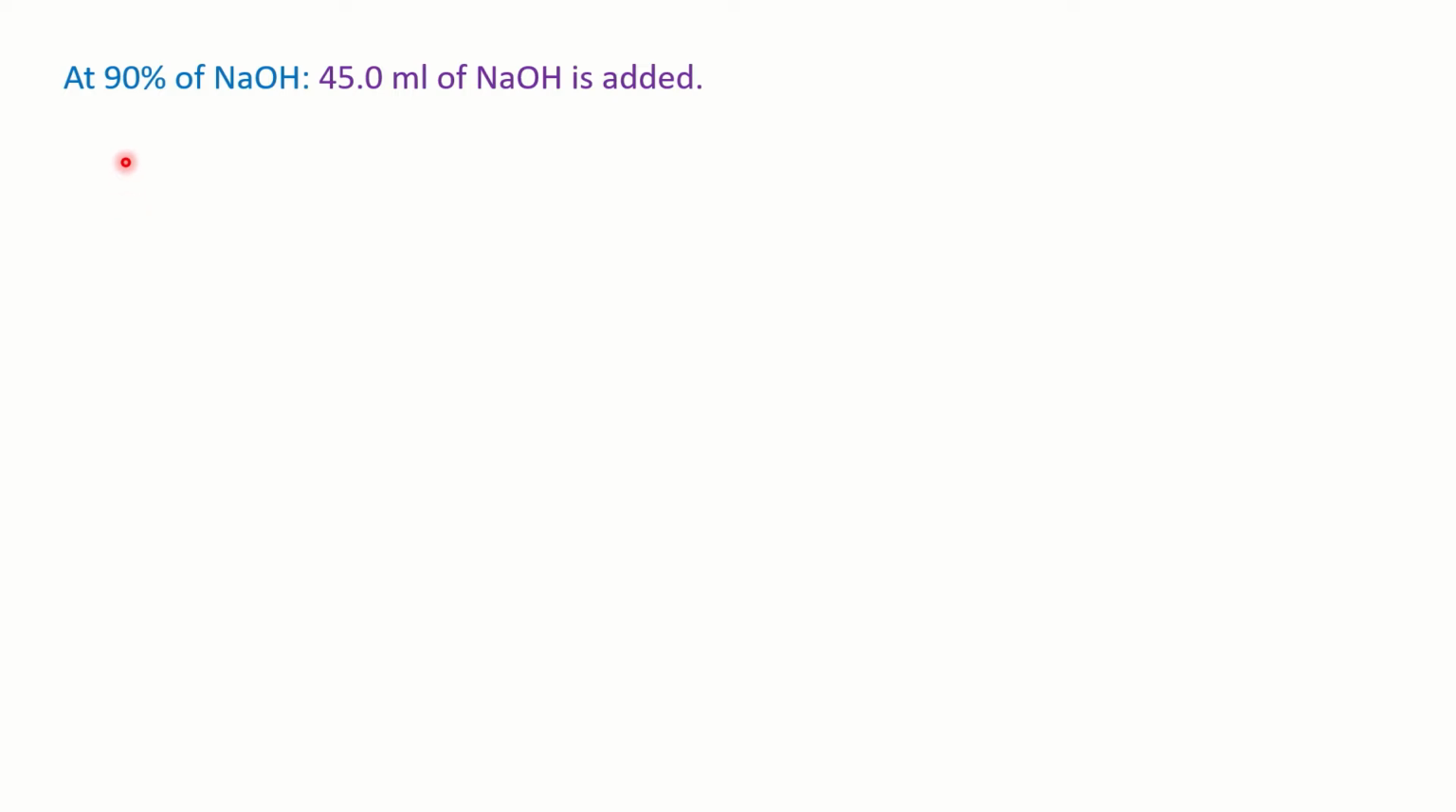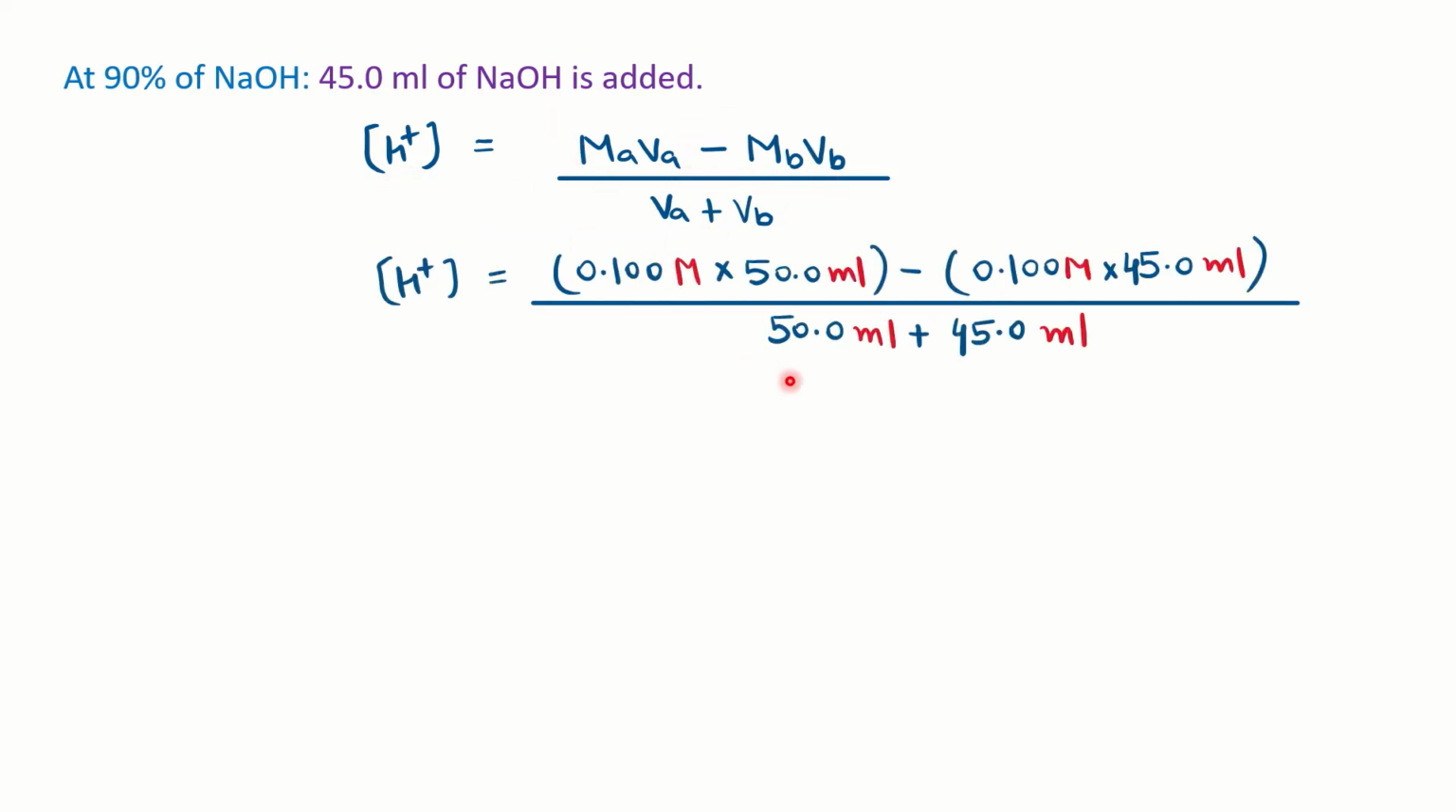Now, after 90% of NaOH is consumed, meaning 90% of the 50 ml, 45 ml of NaOH is added, right? This is again before the equivalence point, because at equivalence we need 50 ml. So it's still 5 ml more needed to reach the equivalence point. So the medium is still acidic. We need to use the same formula, MAVA minus MBVB divided by VA plus VB. The only difference is that you have to put the volume here as 45. The total volume again you have to change here.